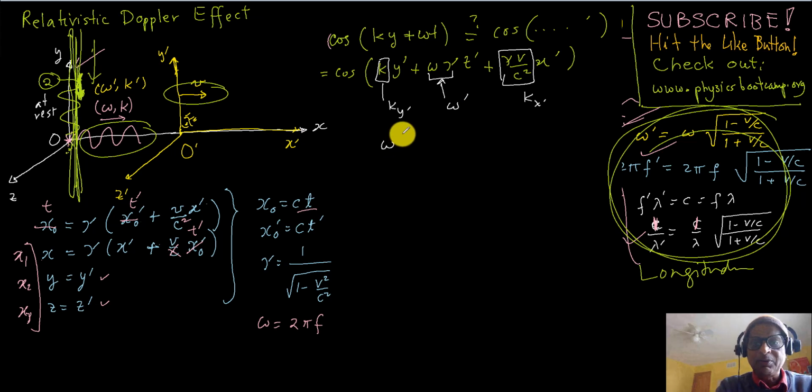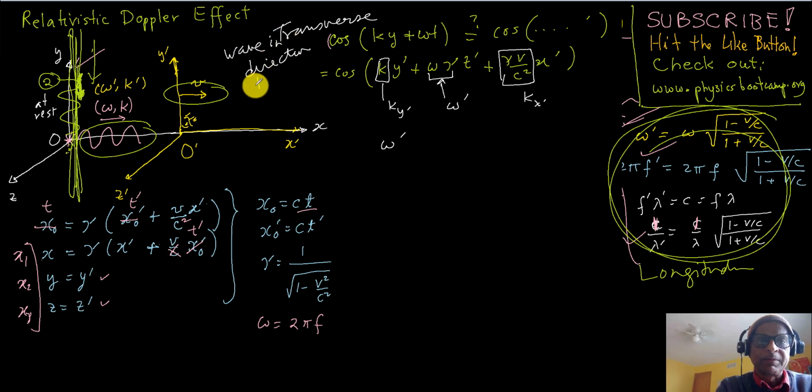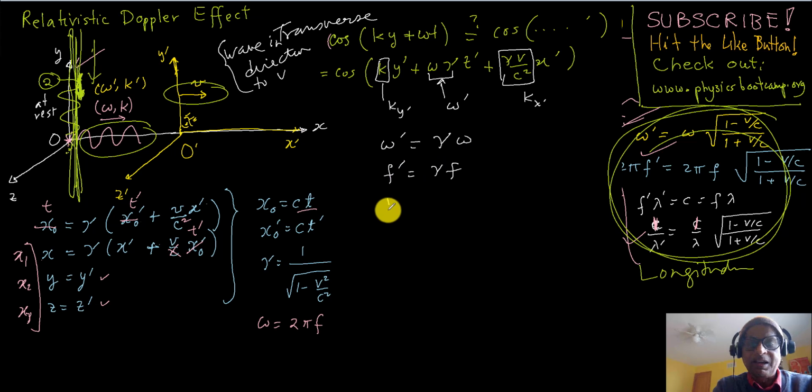So this is the transverse effect, a wave in the transverse direction to v. In this case omega prime is not the previous expression, but omega prime is gamma times omega. So f prime is gamma times f, and 1 over lambda prime will be gamma times 1 over lambda. We're looking at the lambda difference, so we can just say lambda prime is lambda over gamma.